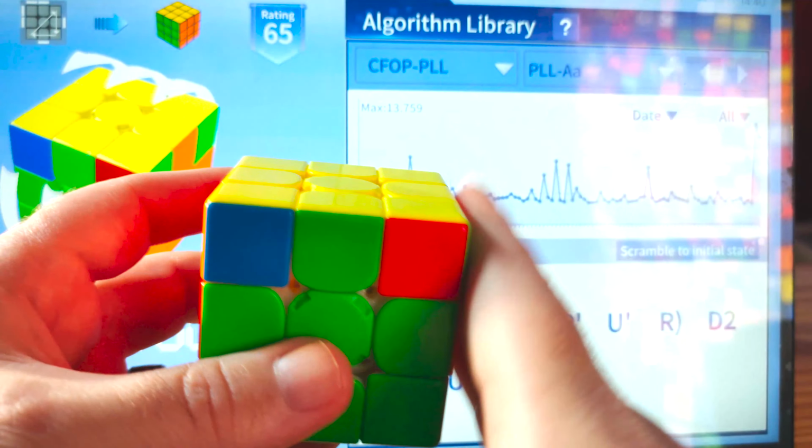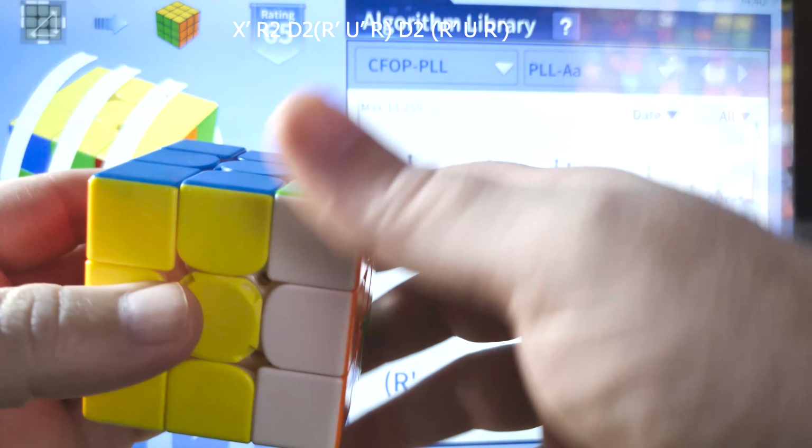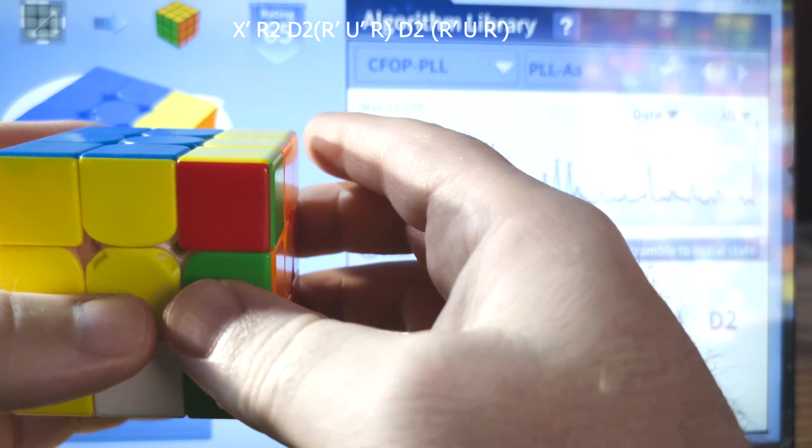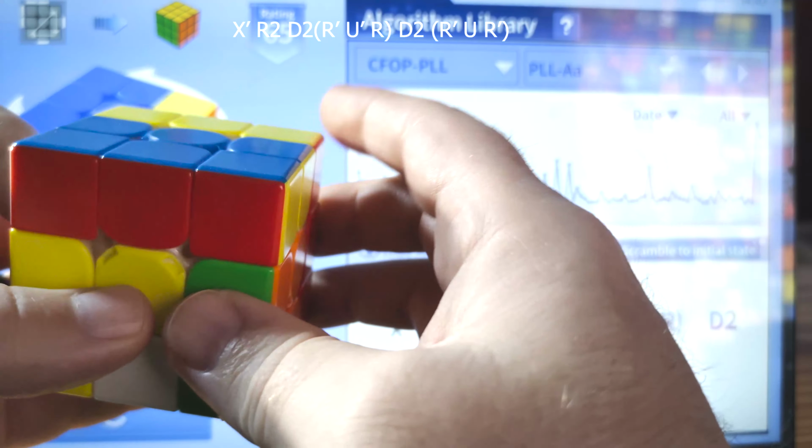You're going to use an X prime, which is just turning the whole cube that way, and then R2, D2, R prime, U prime, R, D2, R prime, U, R prime, and you can see it solved.